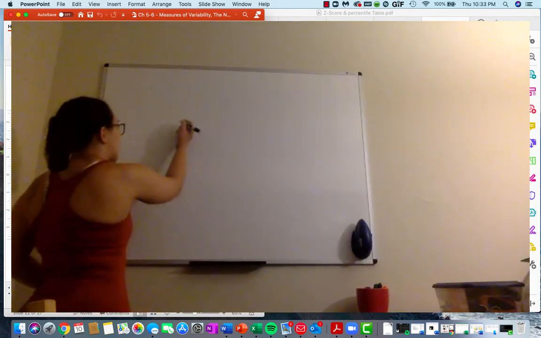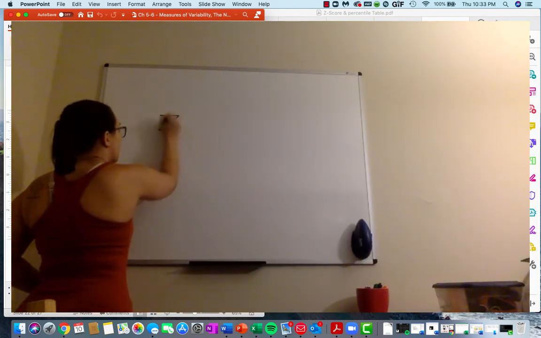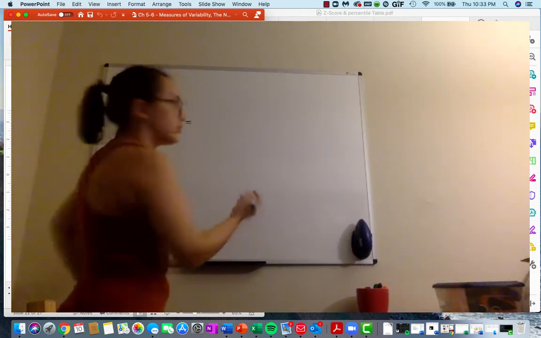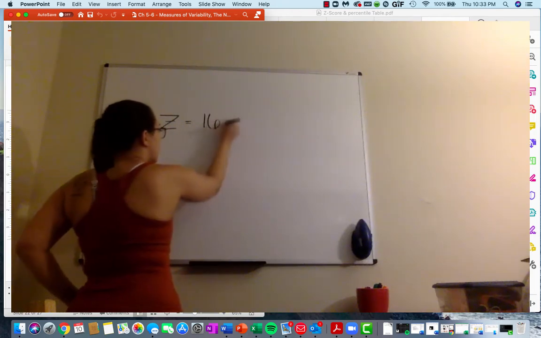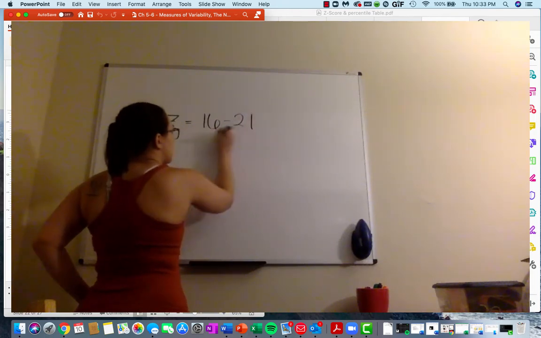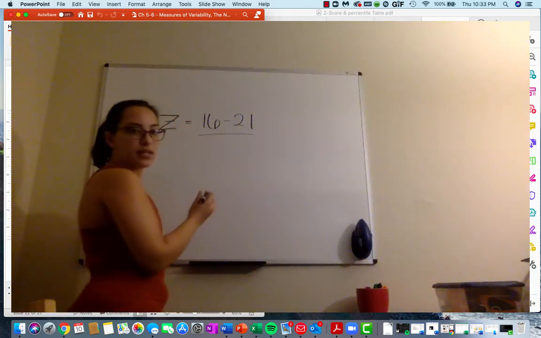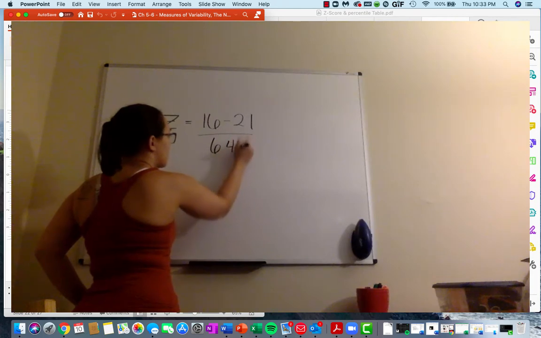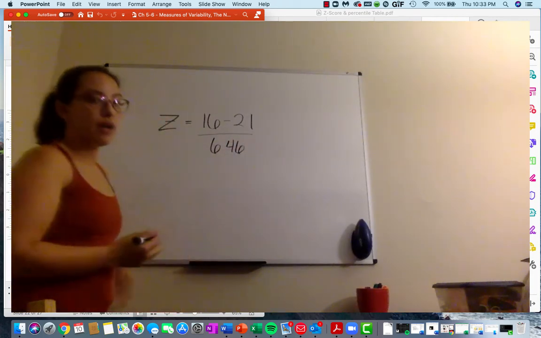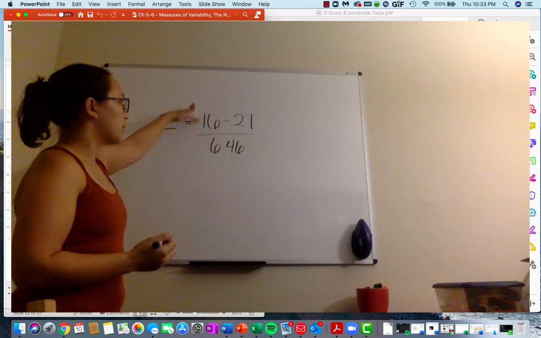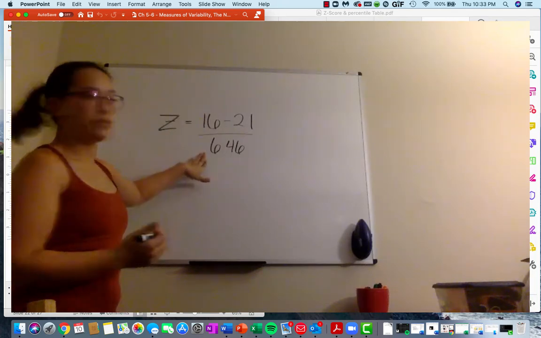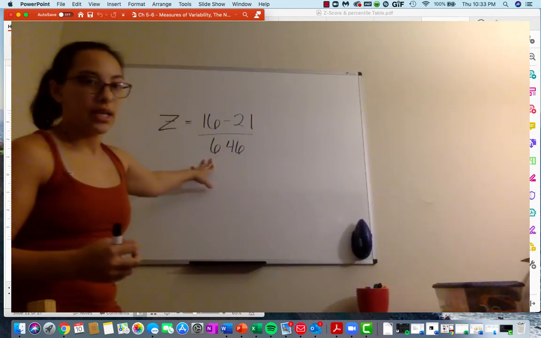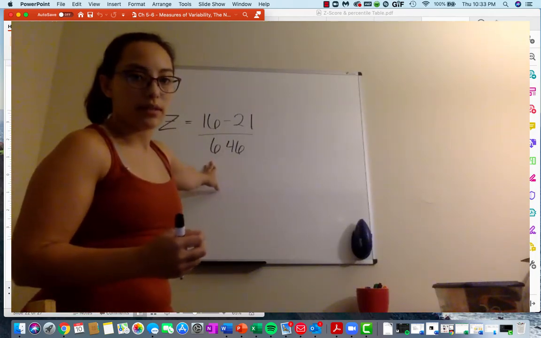So in this case, z is going to equal a raw score of 16 minus 21, divided by our standard deviation of 6.46. Remember, order of operations: you want to carry out the top part first and then divide by the denominator. If this is done correctly, you should get negative 0.77.